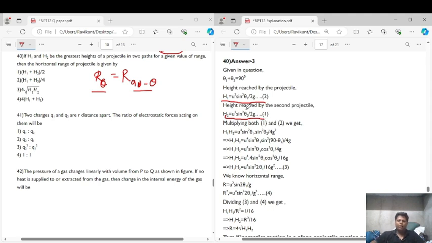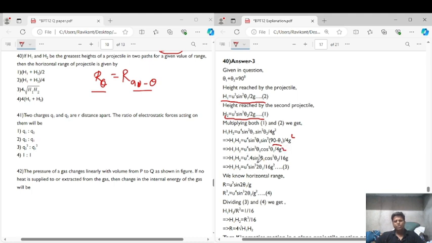Now when we multiply these, we will get H1 into H2 is equal to U raised to the power of 4 sine square theta 1 into sine square theta 2 upon 4G square. Now sine square theta 2 is written as sine square of 90 minus theta 1, right? So sine of 90 minus theta can be written as cos theta. So we write it as cos square theta 1 upon 4G square.